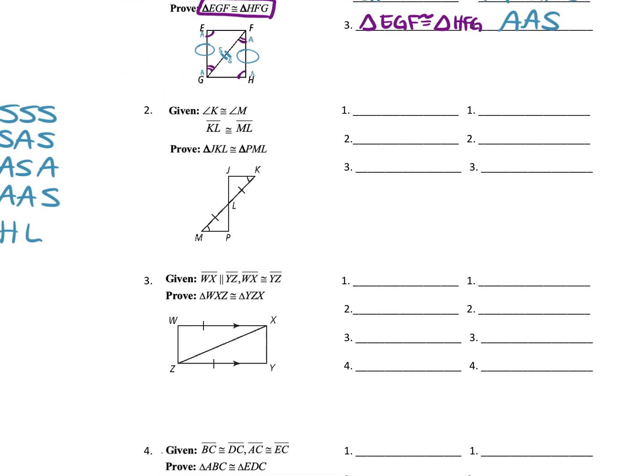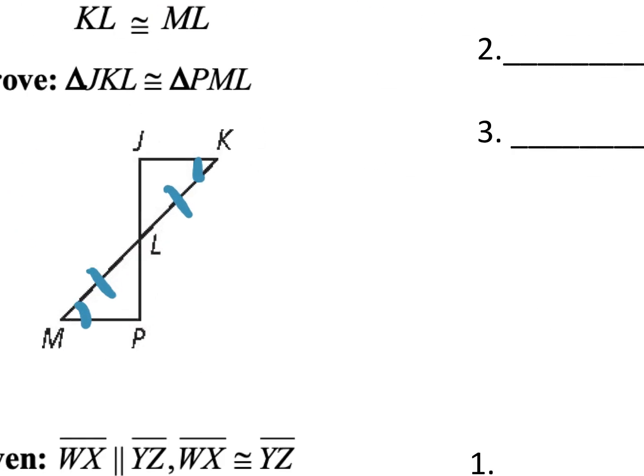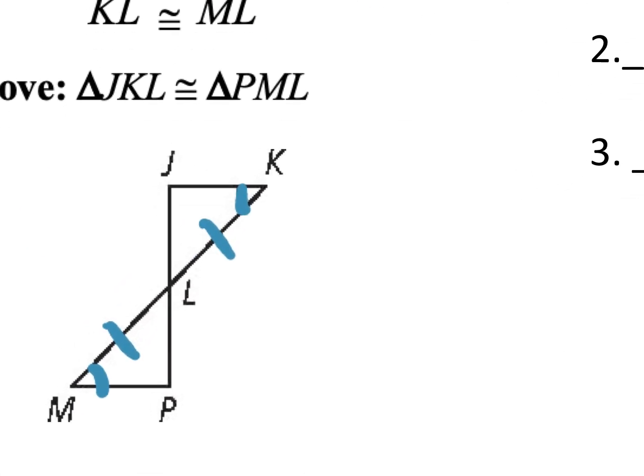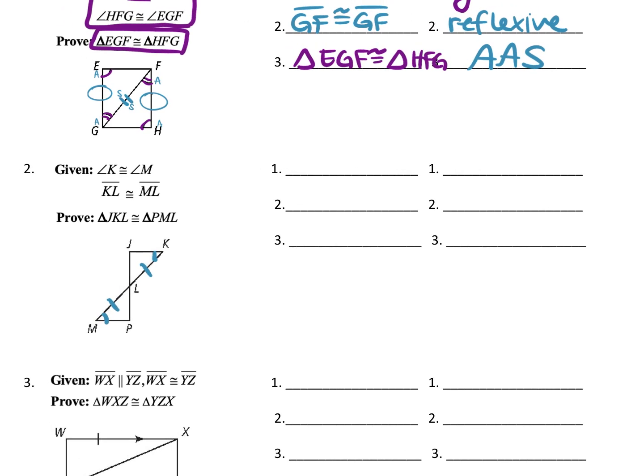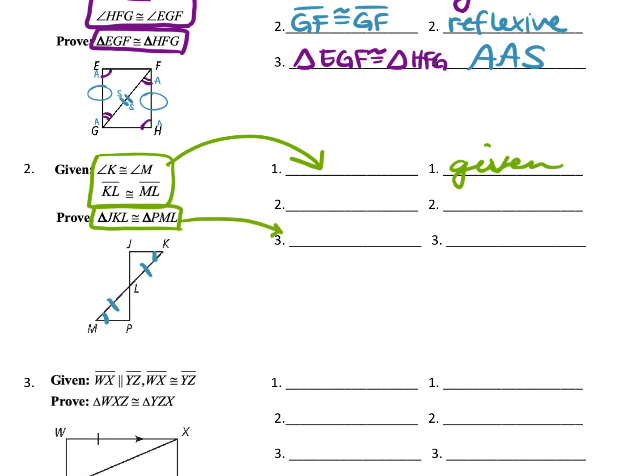This one says, given that K is congruent to M and KL is congruent to ML, prove these triangles congruent. Okay. Where do you start? The given. We know all of this information because it was given to us. We also know that whatever they asked us to prove goes here. Triangle JKL will be congruent to triangle PML. We just have to prove why they are congruent.